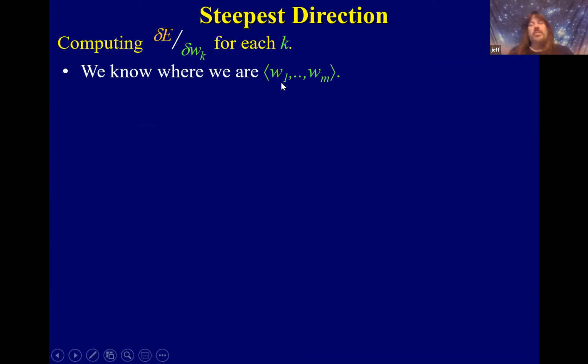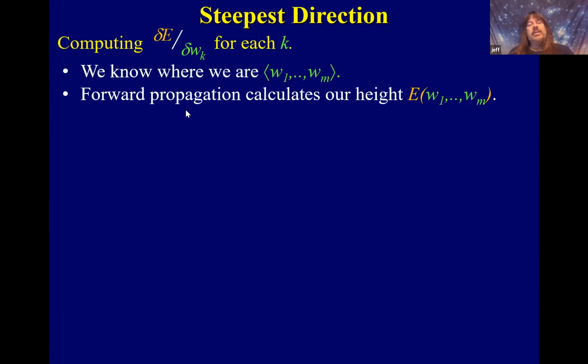It gives us a point on the map, and we do forward propagation. We propagate all our training data through the neural net, and we calculate our error, our height at our current location, right? And then we're going to need to compute this value for every weight k. So for each weight k, we're going to do the following.